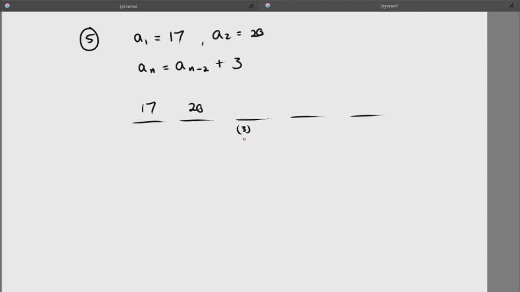What does the instruction say? Look 2 steps back and add 3. N minus 2, right? That means look 2 steps back. So if I'm in position 3, n minus 2 is position 1, and that's what I use to add 3. So it's this guy, 17. So it's another 20.